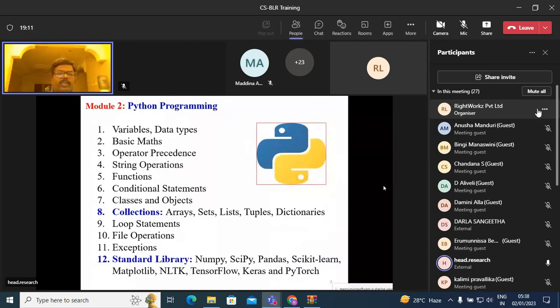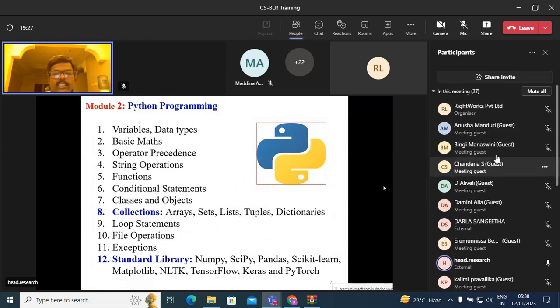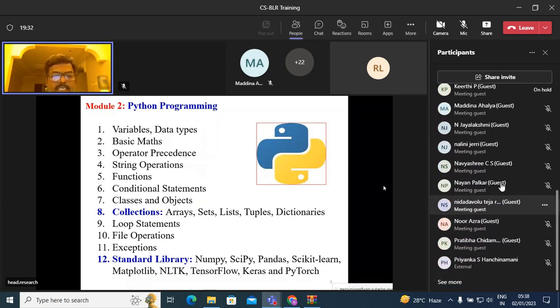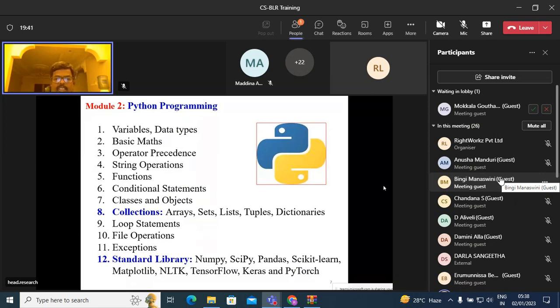In Python programming, I have completed variables, data types, basic mathematics, operator precedence, string operations, functions, conditional statements, classes and objects, Python collections, arrays, sets, lists, tuples, dictionaries, loop statements, file operations, exceptions, and standard libraries like NumPy, SciPy, Pandas, Scikit-learn, Matplotlib, Natural Language Toolkit, TensorFlow, Keras, and PyTorch.